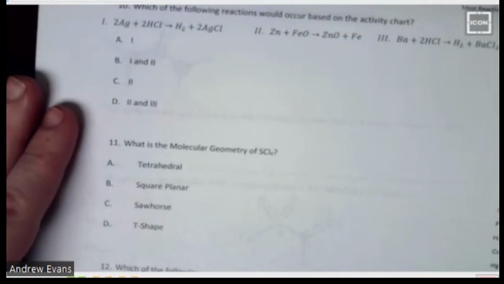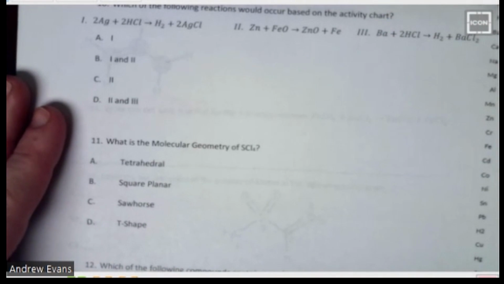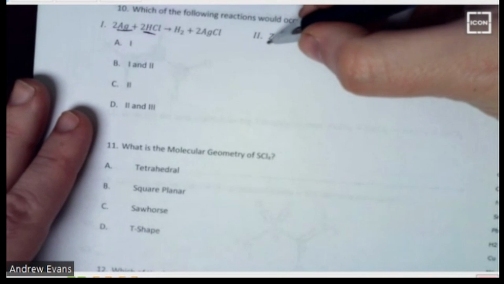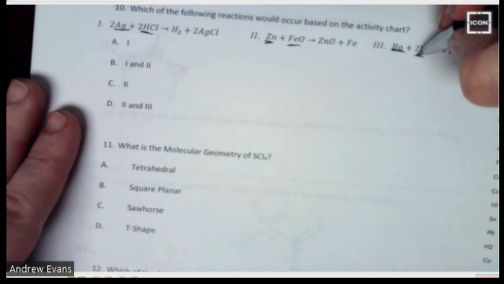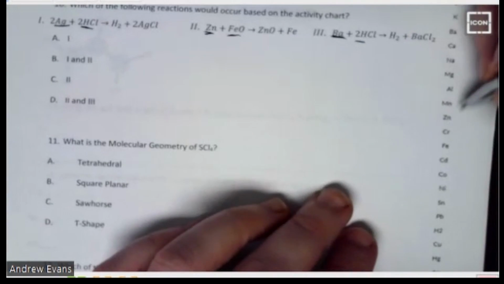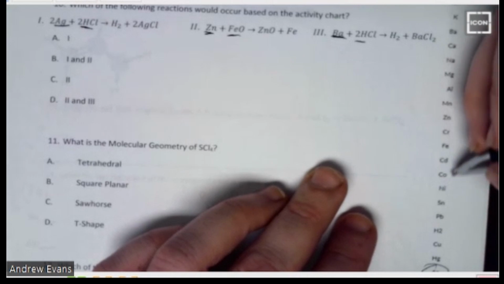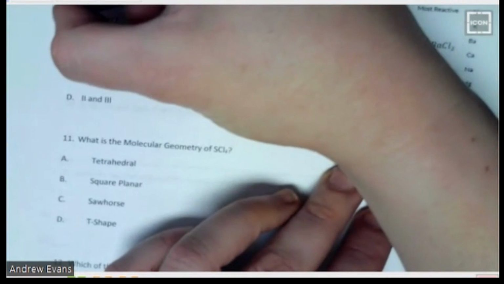Almost done. Which of the following half reactions would occur based on this activity chart? The element higher up will displace and become a compound with anything lower down. So we're comparing silver to H, zinc to iron, and barium to H. So silver is way down here. H is there. So will that happen?